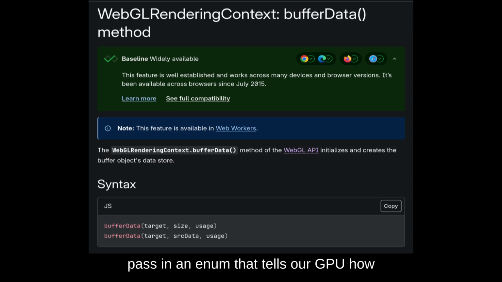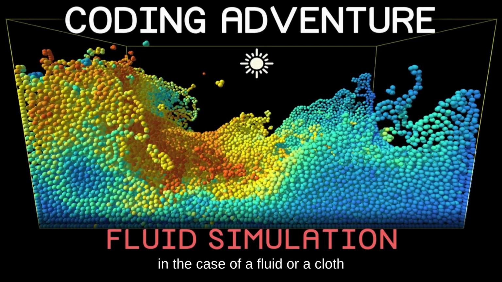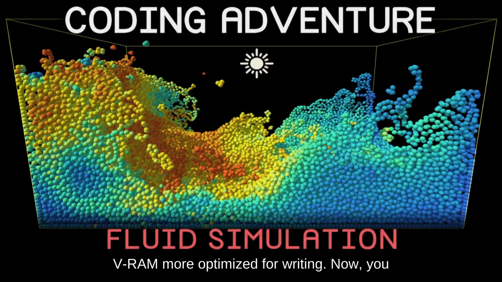Lastly, you're going to pass in an enum that tells our GPU how we're going to be using that data. Since we're only uploading this triangle data once and won't be updating it, we'd like our GPU drivers to put this data into a part of VRAM that's optimized for reading, not writing. To do this, we pass gl.STATIC_DRAW. If this vertex data were constantly changing, like in the case of a fluid or a cloth simulation, we'd instead pass something like gl.DYNAMIC_DRAW, in which case the driver would put this data into a part of VRAM more optimized for writing.